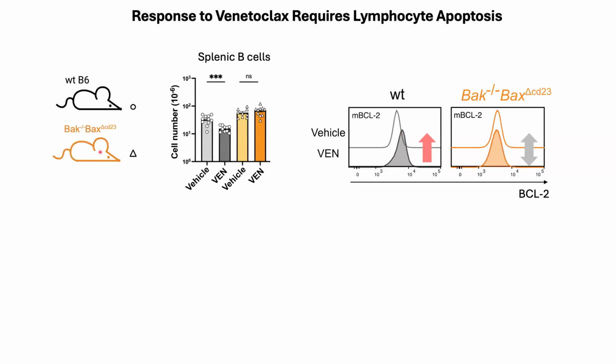If we do the same experiment in these BAX/BAK deficient mice, there's no change in the number of cells and no increase in the level of BCL2, which you predict, right? Because these cells are resistant to venetoclax and unable to undergo cell death. And this confirms to us also that what we see with the BCL2 increase is not simply a stabilization of the protein when it's engaged by venetoclax.